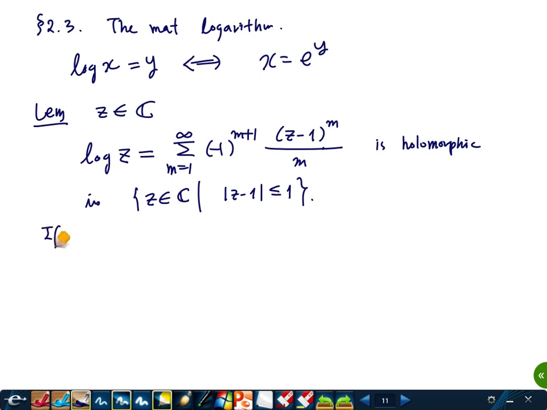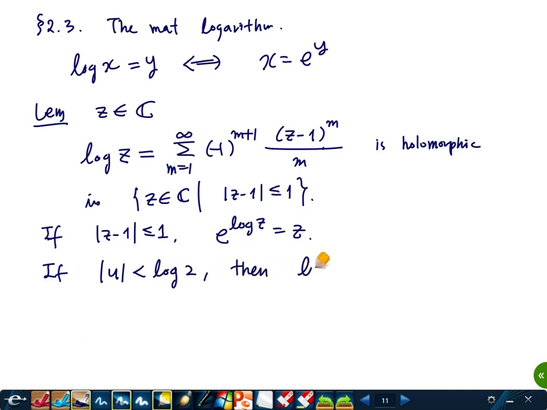And of course, if z is in this domain, it is the correct inverse of the exponential, meaning e to the log of z equals z. And if the absolute value of u is less than log of 2, then log of e to the u equals u. So they are inverses of each other. They have slightly different conditions, but if z is close to 1 and u is small enough, then log is well defined and they are inverses of each other. You cannot define log for the whole space, but for a certain domain it works just fine, as we expect.